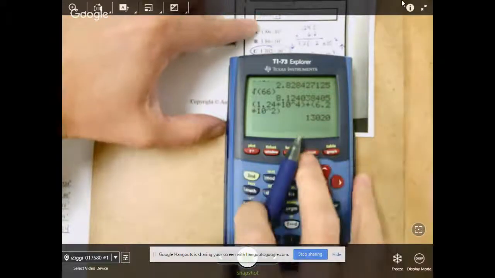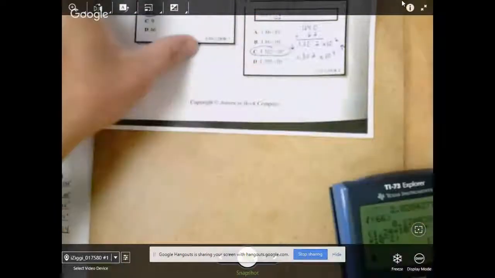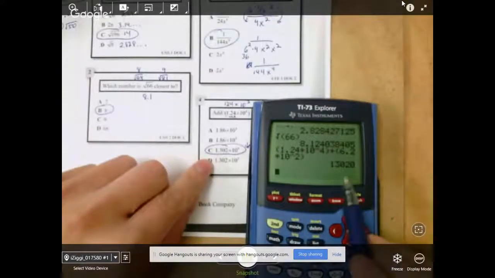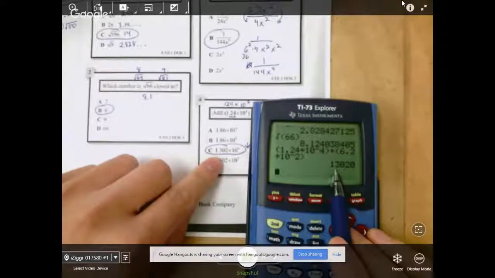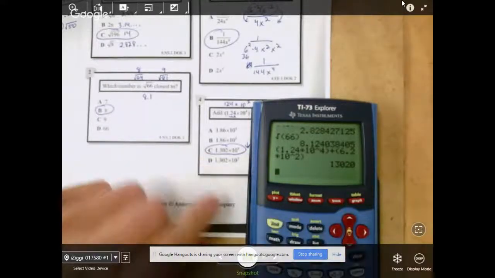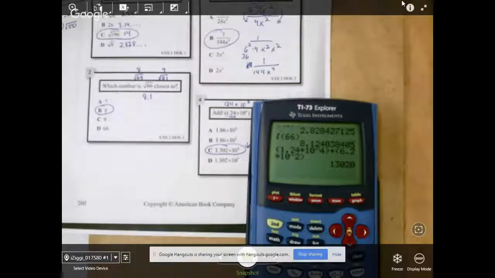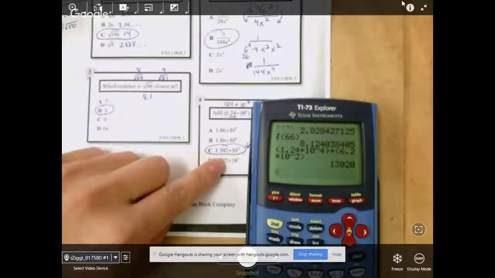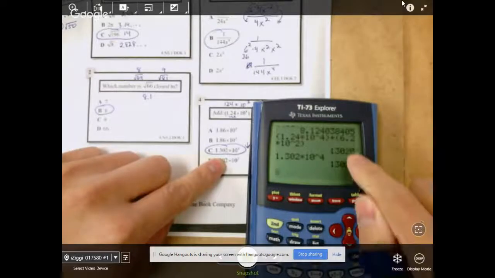So you know it's either going to be C or D. If I put the decimal place right there, I've moved it 1, 2, 3, 4 places. So it's 1.302 times 10 to the 4th. You could have also checked this answer. 1.302 times 10 to the 4th power gives you that. All right. Let's go on to the next one.